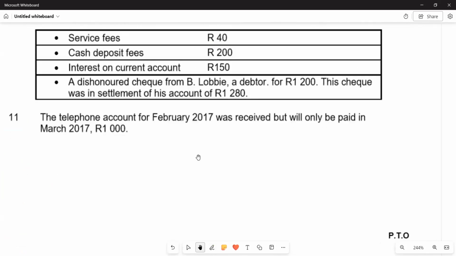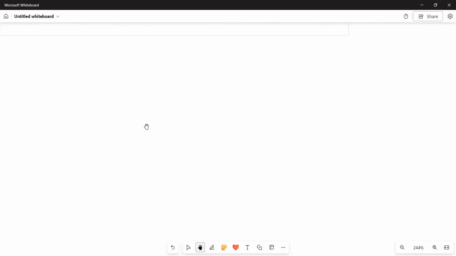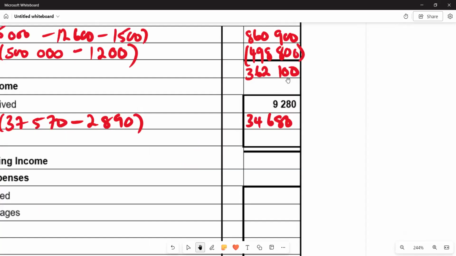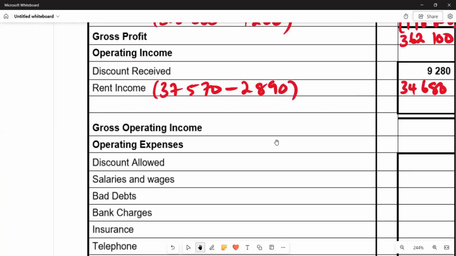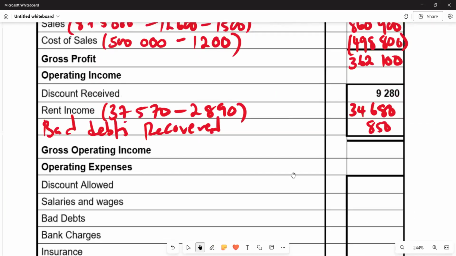Then we go there. So here we also have a space where we can put our bad debts recovered, 850. Which means, having this now, we no longer have any space since we've exhausted all the incomes that we have in the question. So we can now add 9,280 plus 34,780 plus 850. And the total that we are supposed to get there is 44,810.